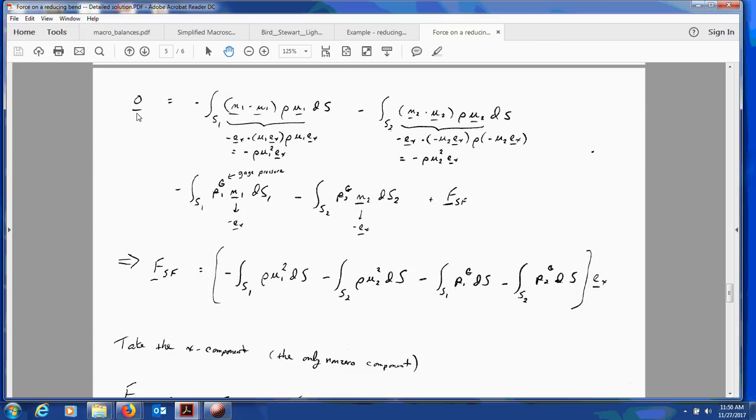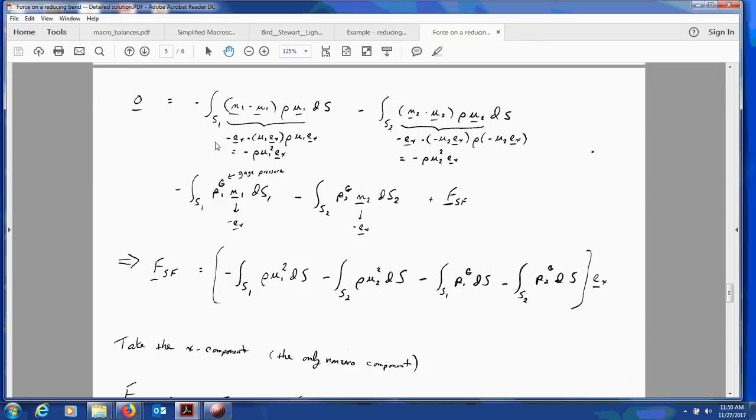0, we were at steady state, is equal to minus. Now we wrote these surface integrals, we broke them up into the two surfaces, the inlet and outlet. We have an integral over S1, n1 dot u1 rho u1 dS. Then we have the integral over S2 of n2 dot u2 rho u2 dS. So those are simply the flow terms written out for the inlet S1 and the outlet S2.